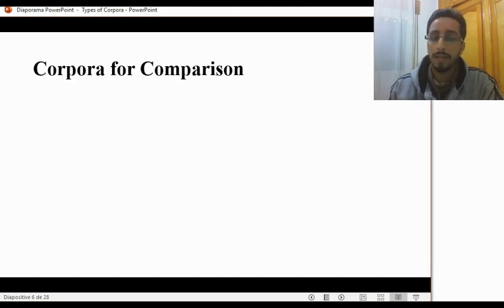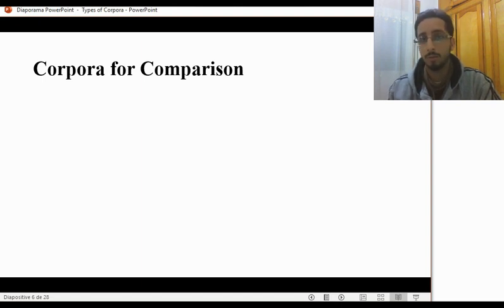So the next type of corpora are corpora which are created for the sole purpose of making comparisons. Now, please keep in mind, in order to compare two or more corpora, they need to share the same design characteristics. Okay, and this is crucial. And secondly, and this is ideal, they need to be of the same size. So if one corpus is of 2 million words, then the other one should also contain 2 million words.